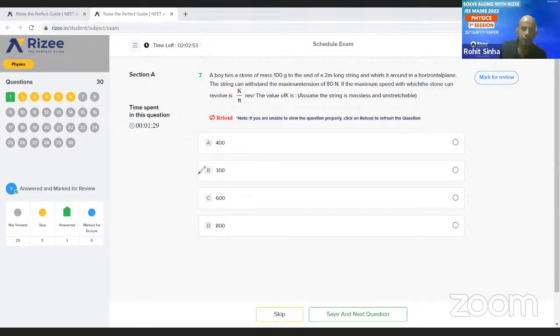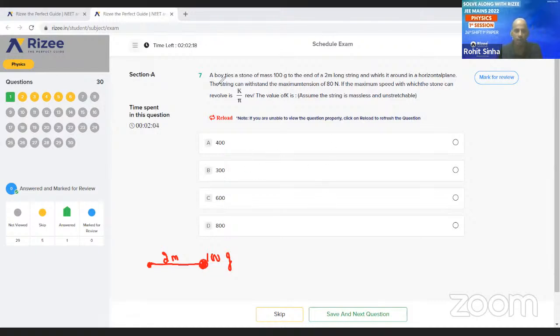Read the question. It is telling that a boy ties a stone of mass 100 gram. The mass of the stone is given. The boy is holding a stone that is 100 gram. The center is here, he is holding here, and the string is 2 meter long. He is whirling it. It whirls around a horizontal plane.